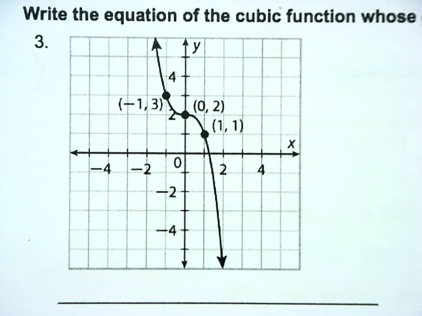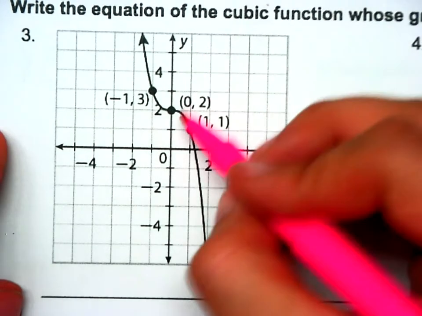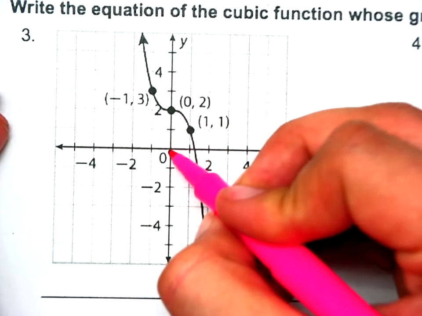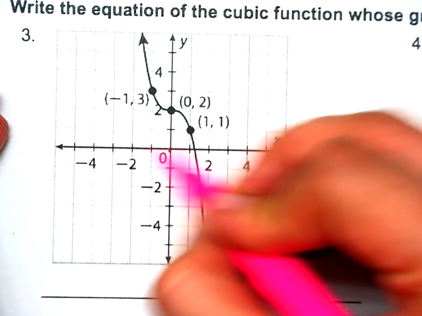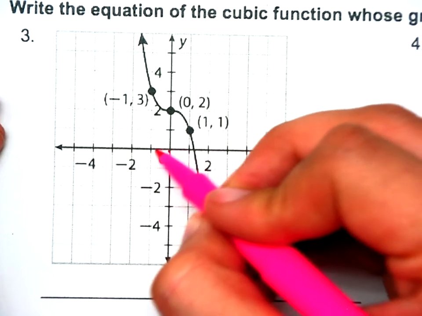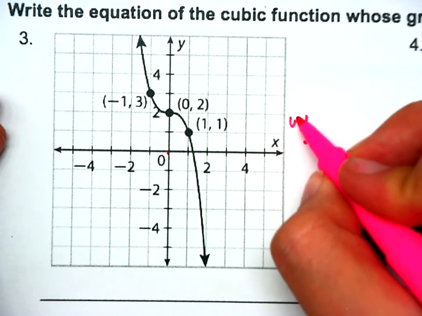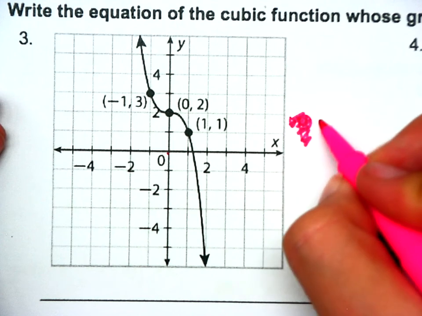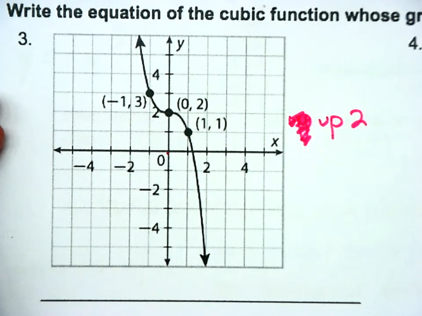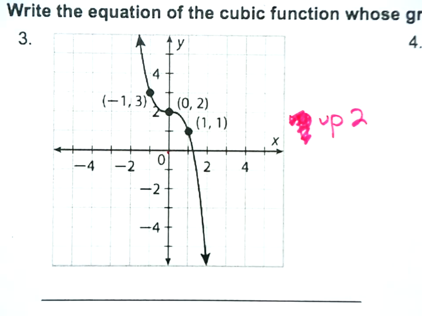We're going to find out where that middle point is and see if we stretched it or flipped it, anything like that. Okay, so my middle point right here is at 0, 2. So I didn't move it horizontally, I did move it vertically up. So up 2, can't write right now. So that's my first value.